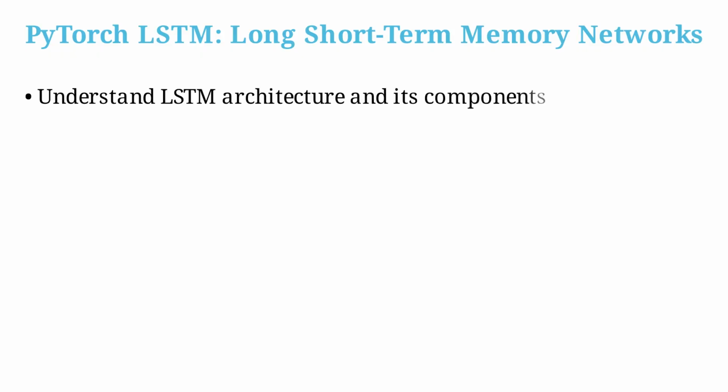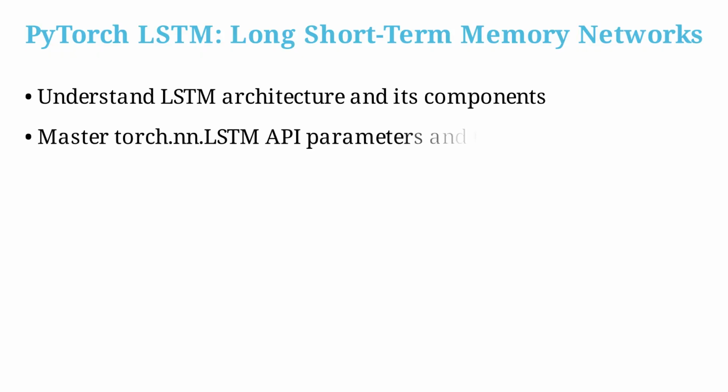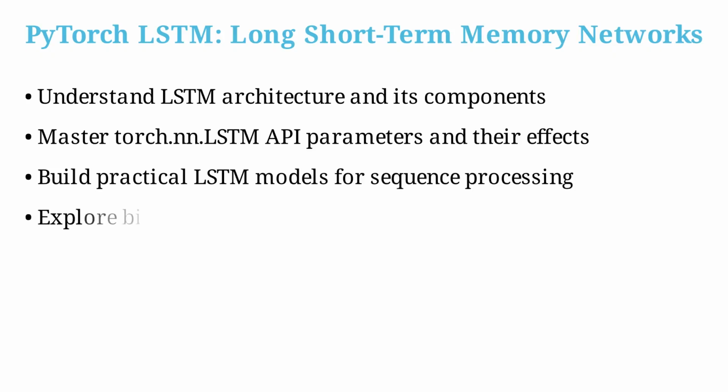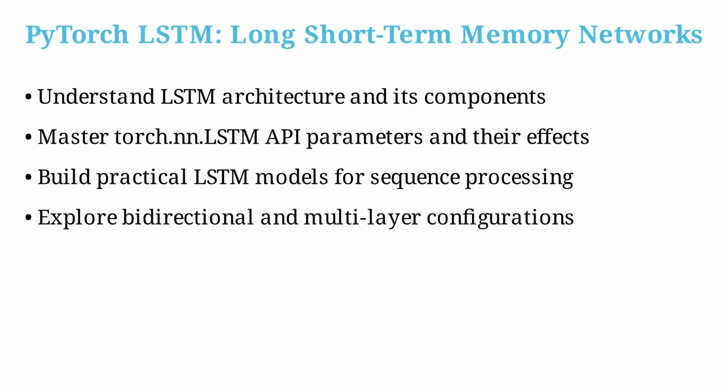First, we'll understand the LSTM architecture and its internal components. Second, we'll master the torch.nn.LSTM API parameters and see how each one affects our model's behavior. Third, we'll build practical LSTM models for real-world sequence processing tasks. And finally, we'll explore advanced configurations like bidirectional and multi-layer setups. By the end of this tutorial, you'll have a solid foundation in using LSTMs effectively in PyTorch.